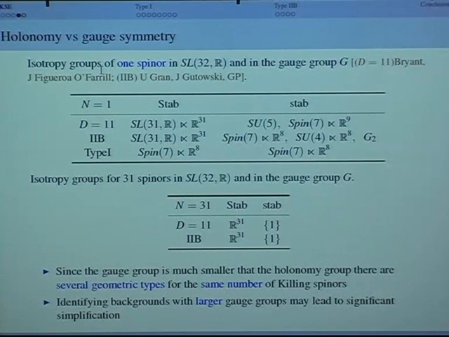So there are several geometrical types for the same number of Killing spinors, and it would have been very nice if somehow we had a way to enhance the gauge group. In that case, it would have somehow led to fewer possibilities. But at the moment, I'll stick to the gauge groups I just mentioned here.